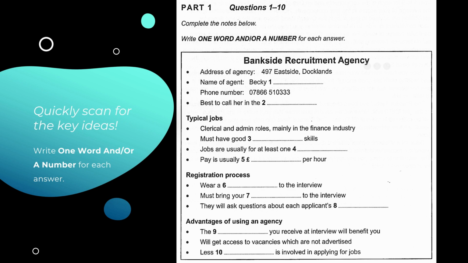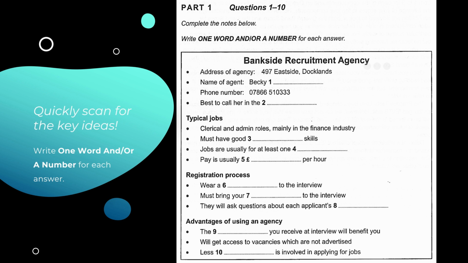Part 1. You will hear a woman phoning a friend to get information about a job agency. First, you have some time to look at questions 1 to 5. Now listen carefully and answer questions 1 to 5.